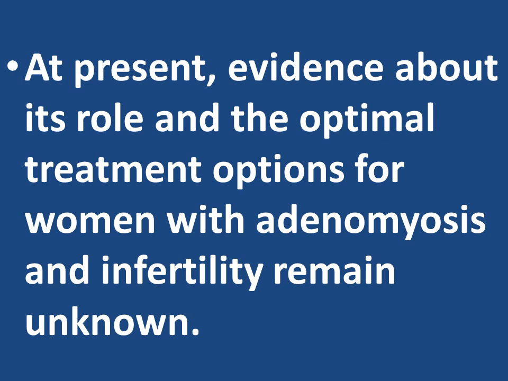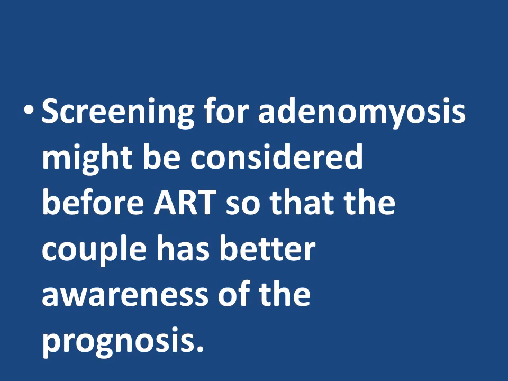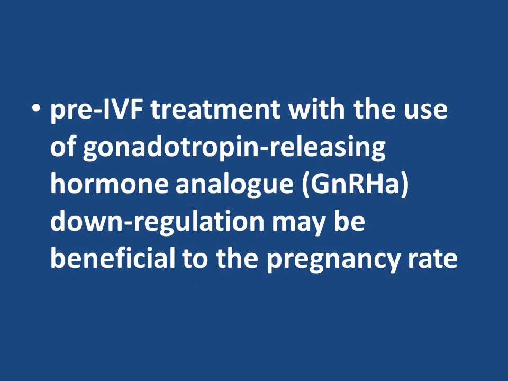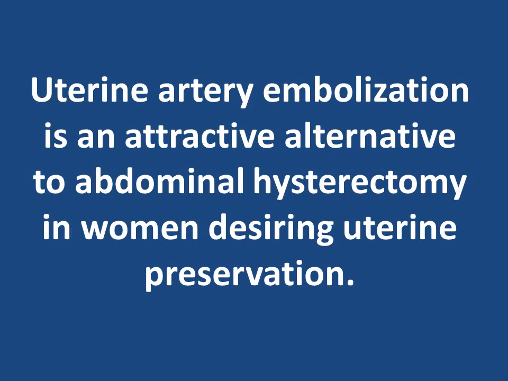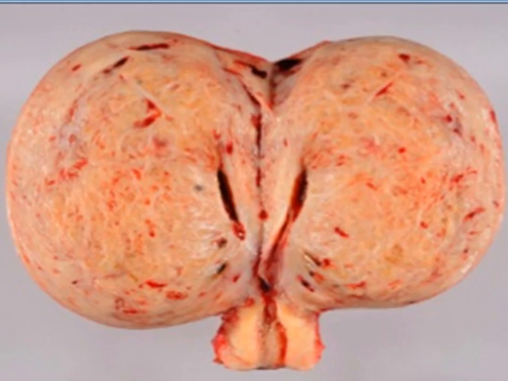At present, the role of an optimal treatment option for women with adenomyosis and infertility remains unknown. Screening of adenomyosis might be considered before assisted reproductive techniques, and counseling of women with adenomyosis about the prognosis and the lower pregnancy rate with adenomyosis should be done. Pre-IVF treatment with GnRH agonist downregulation may be beneficial to improve pregnancy rate, particularly for frozen embryo transfer. Uterine artery embolization is a promising, attractive alternative to abdominal hysterectomy in women desiring to preserve their uterus.